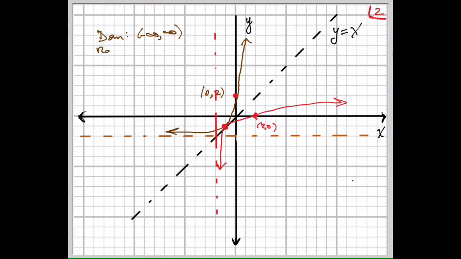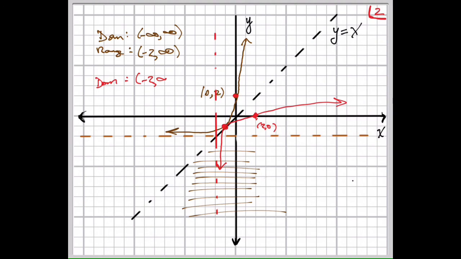The range is restricted because you can't go past this. If I scan it horizontally, I notice I only start hitting it once I get past -2. So it's from -2, not including it, to +infinity. All right. The domain of the red one is going to be, remember the x's and y's are changed, so the domain of the red graph is going to be from -2 to infinity, and the range is going to be from -infinity to infinity.